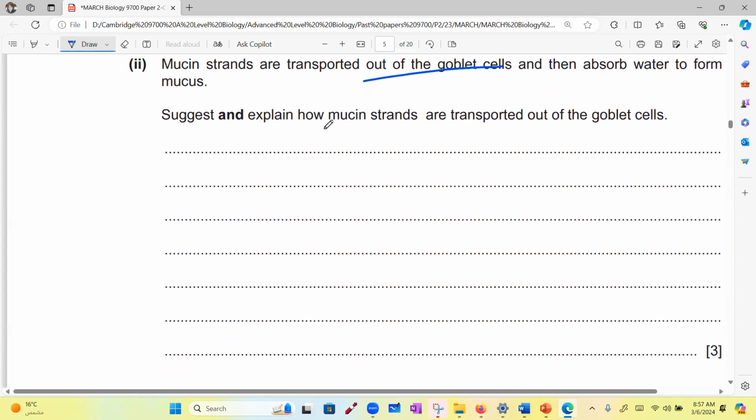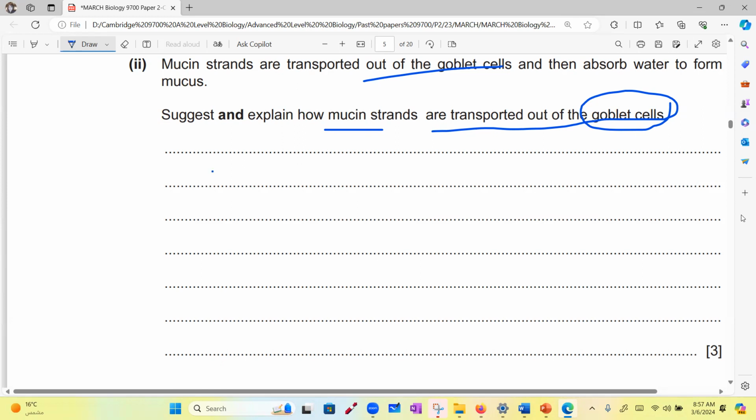Suggest and explain how the mucin strands are transported out of the goblet cells. Okay, 3 marks. Discuss exocytosis. Exocytosis. Very good. These vesicles, where do they come from? The Golgi body. So elaborate.